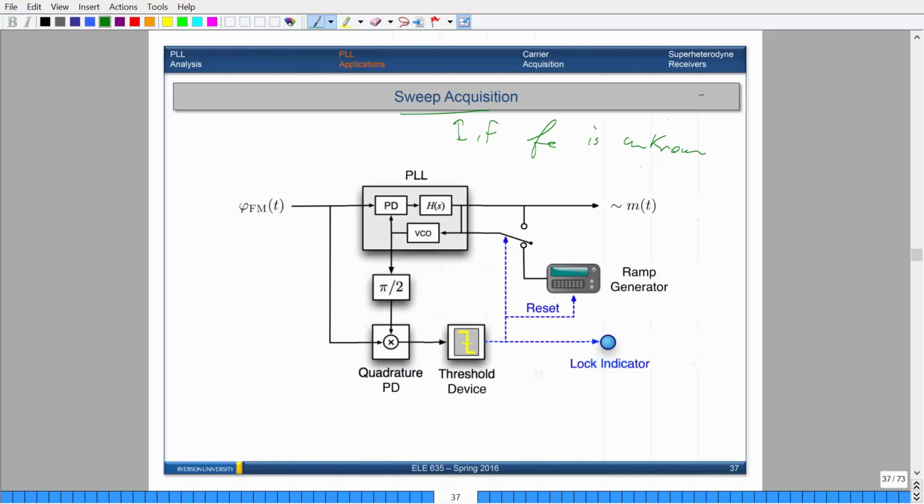So this is nice, because if you don't know what the carrier frequency of your FM signal is, this logic here, which I'll explain in a couple classes from now, will figure out what your carrier frequency is and then successfully demodulate your signal. That's why it's called sweep acquisition: you're sweeping from very low frequencies to very high frequencies to identify the actual carrier frequency so you can successfully demodulate your signal.